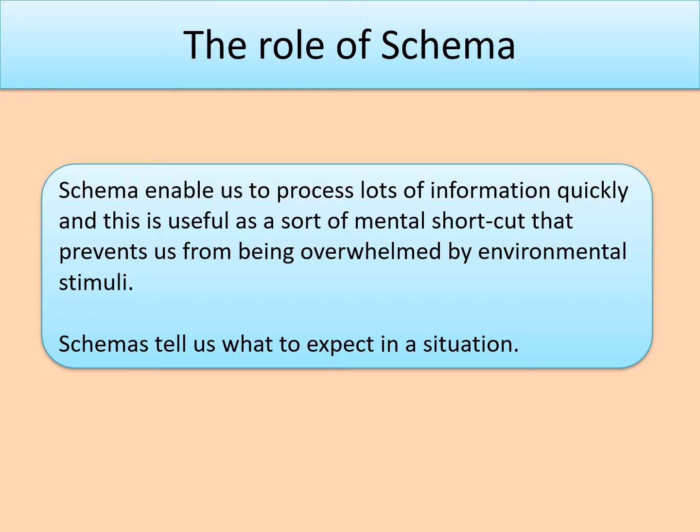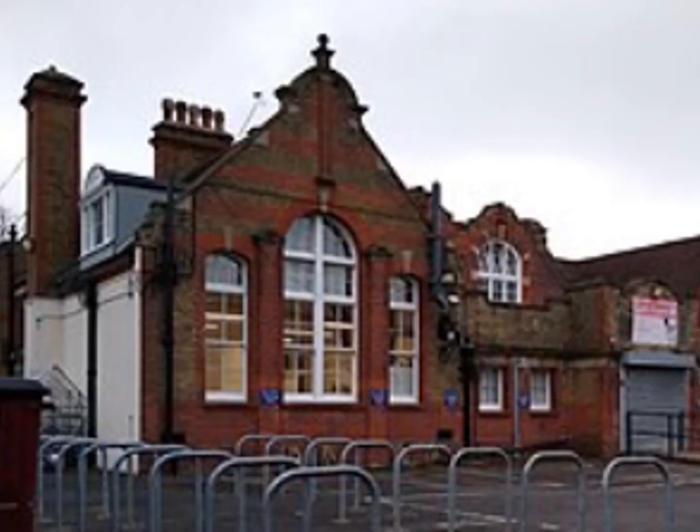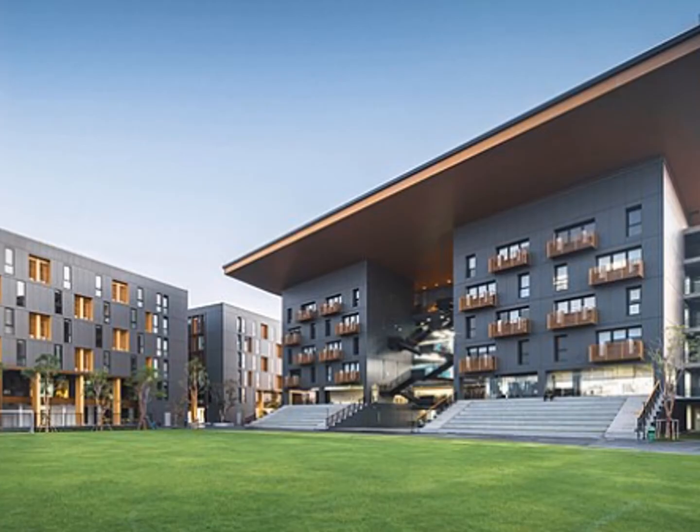So the role of schema, partly schemas enable us to process lots of information very quickly, and this is useful as a mental shortcut that prevents us from being overwhelmed by environmental stimuli. Wherever we go and whatever we do, we've got a schema for that thing that we're doing. So for example, let's have a look. I had a look at some pictures of sixth form colleges on the internet, and I found this college here that's in London, and I found this sixth form college here, and they look very, very different, and you might attend one of those sixth form colleges.